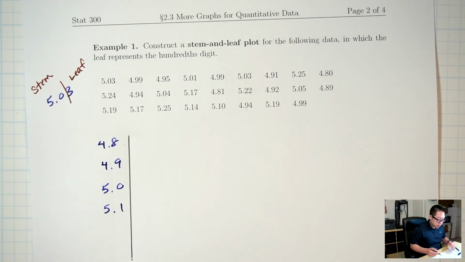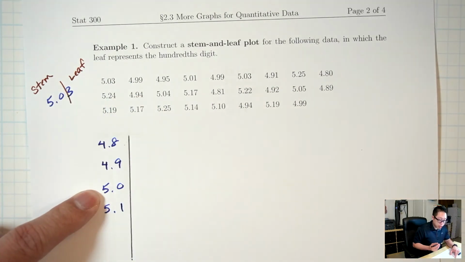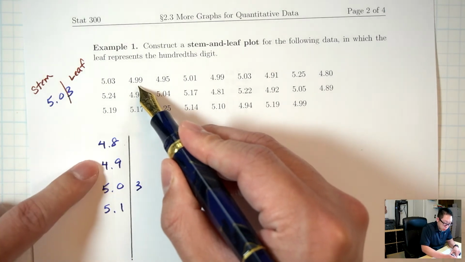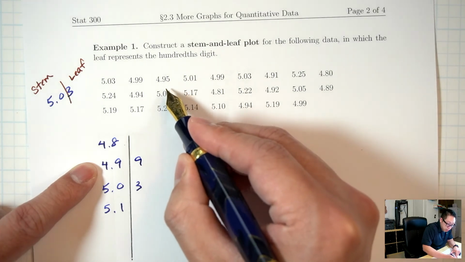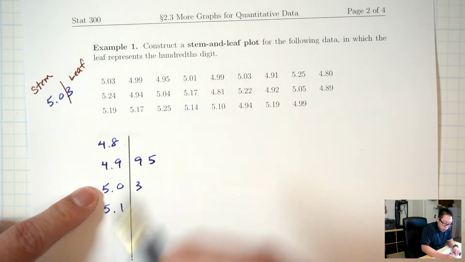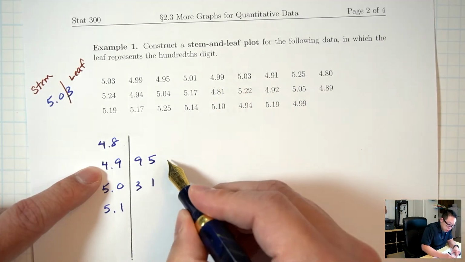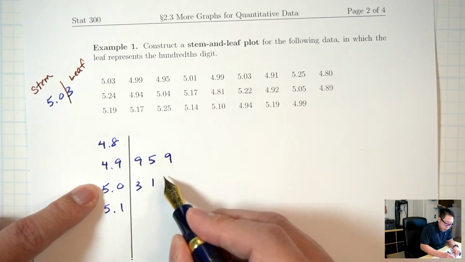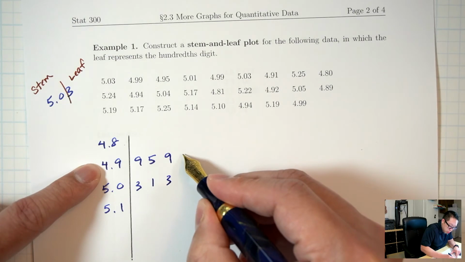Okay, so going through my data, 5.03 should go with the 5.0, and then we just write down the leaf, the very last digit. 4.99 goes with the 4.9, writing just the very last digit. 4.95 goes with the 4.9. 5.01 goes with the 5.0, and we'll just write down the 1. 4.99 goes with the 4.9, we just write down the last digit. 5.03 goes with the 5.0, and we write down the 3. 4.91 goes with the 4.9, and we just write down the 1.